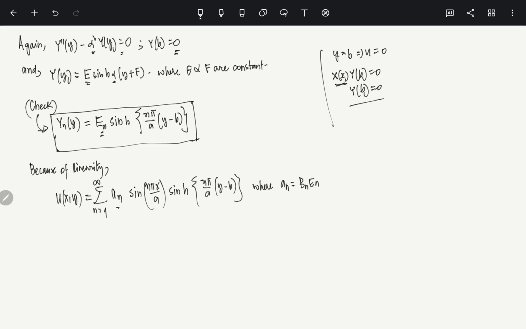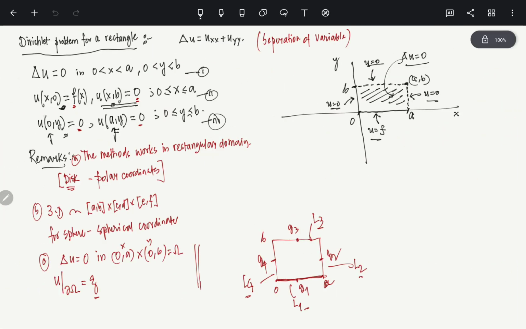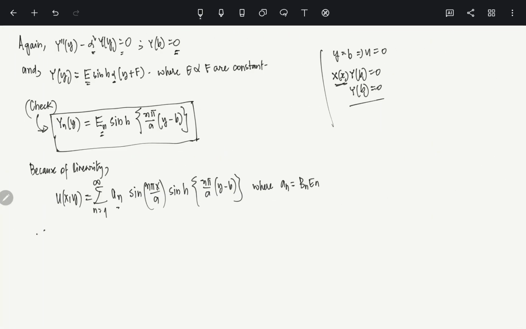You remember there is another boundary condition. What is the boundary condition? That u at the point x,0 is f of x, the first boundary condition which we have. So we are going to use this boundary condition: u at the point x,0 is f of x. Since u at the point x,0 equals f of x, this is given. So if you put y equals 0 in this, that should be satisfied.